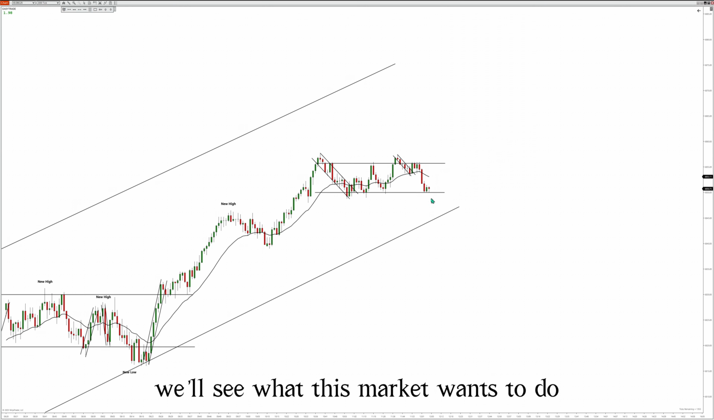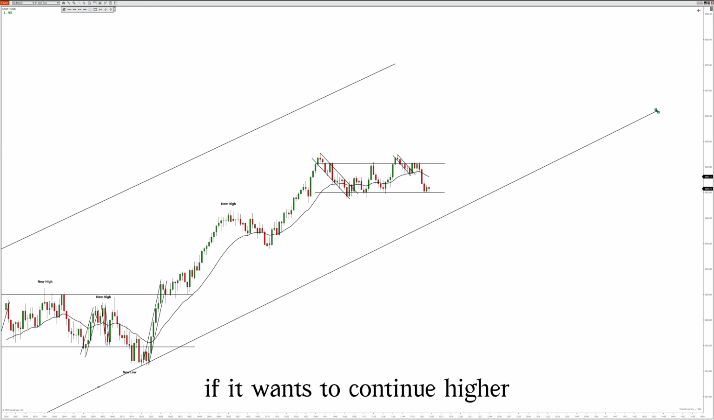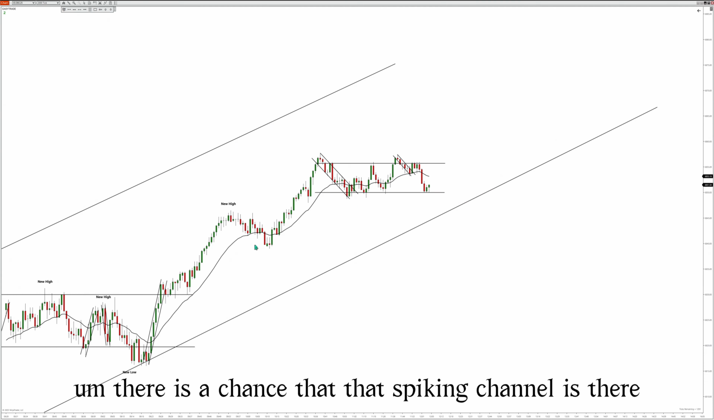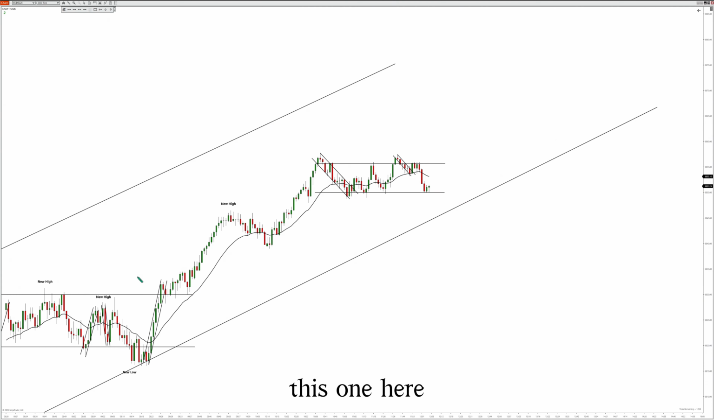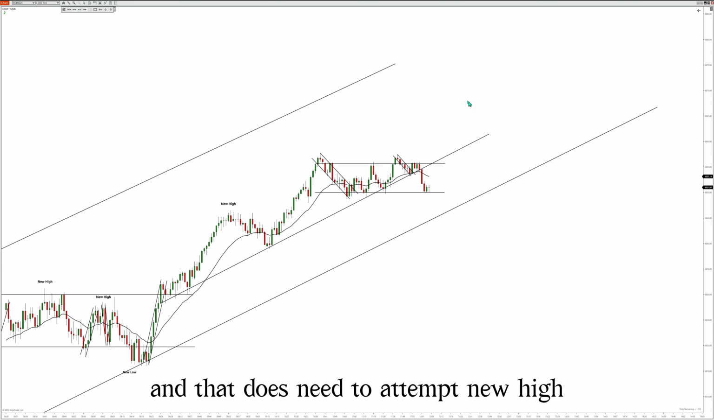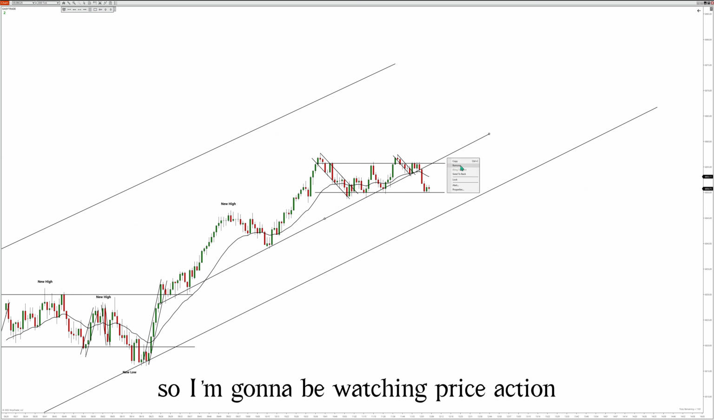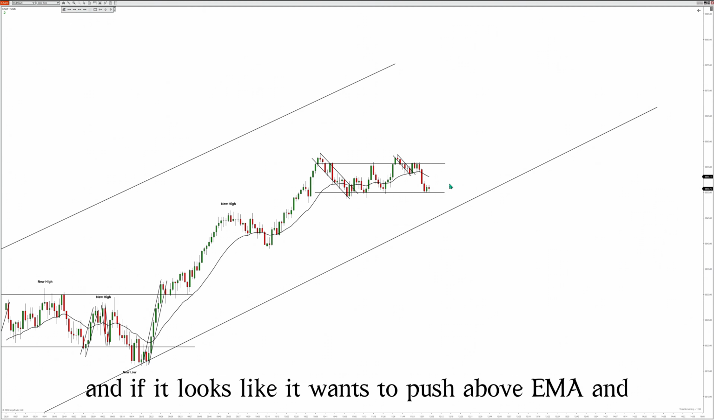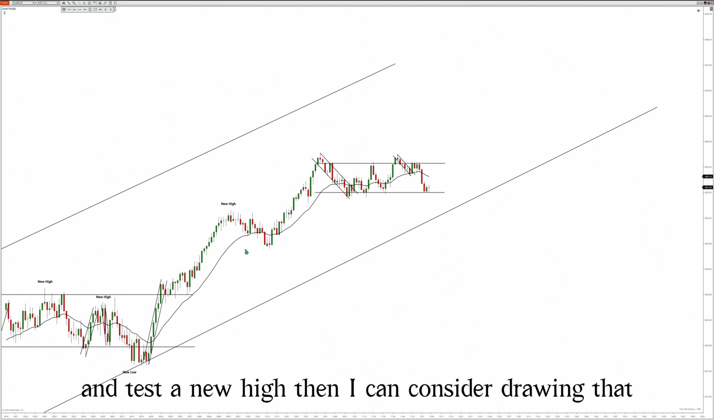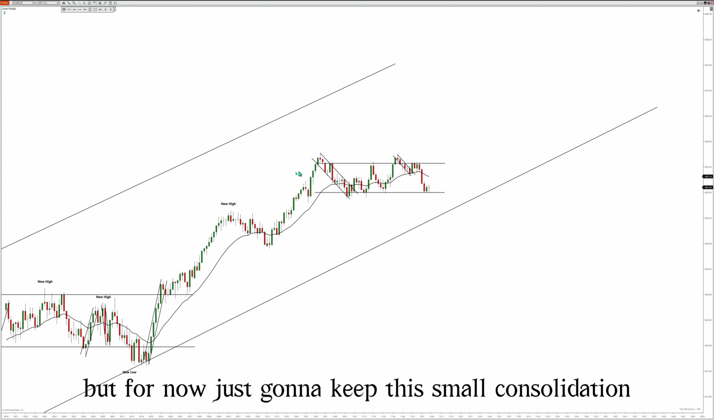We'll see what this market wants to do. If it wants to continue higher, there is a chance that spiking channel is there, this one here, and that does need to attempt a new high now that we broke outside of it. So I'm going to be watching price action, and if it looks like it wants to push above EMA and test a new high, then I can consider drawing that. But for now, I'm just going to keep this small consolidation.